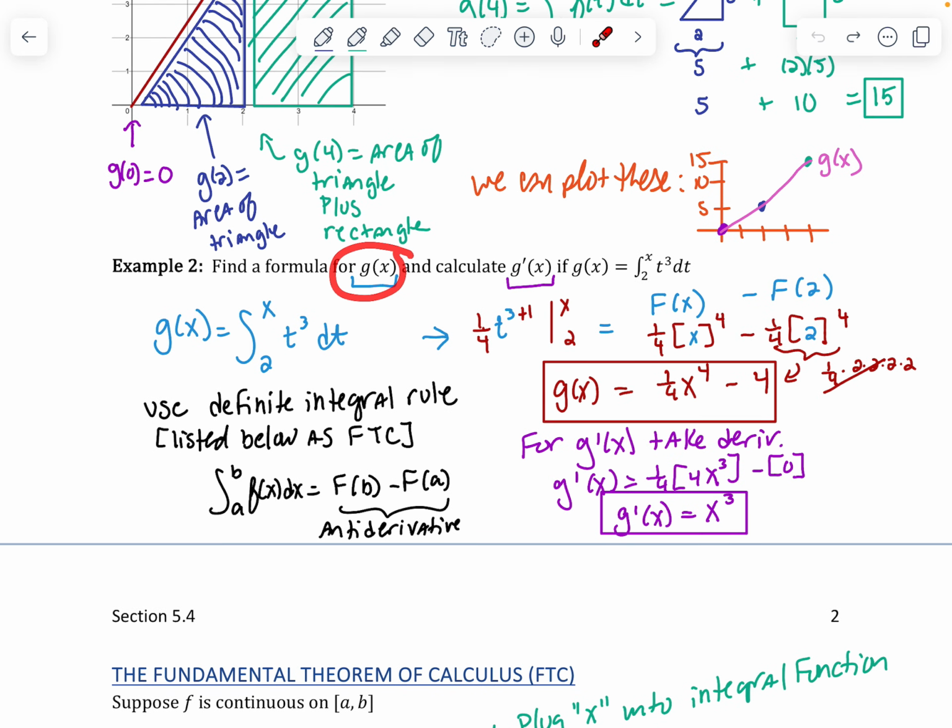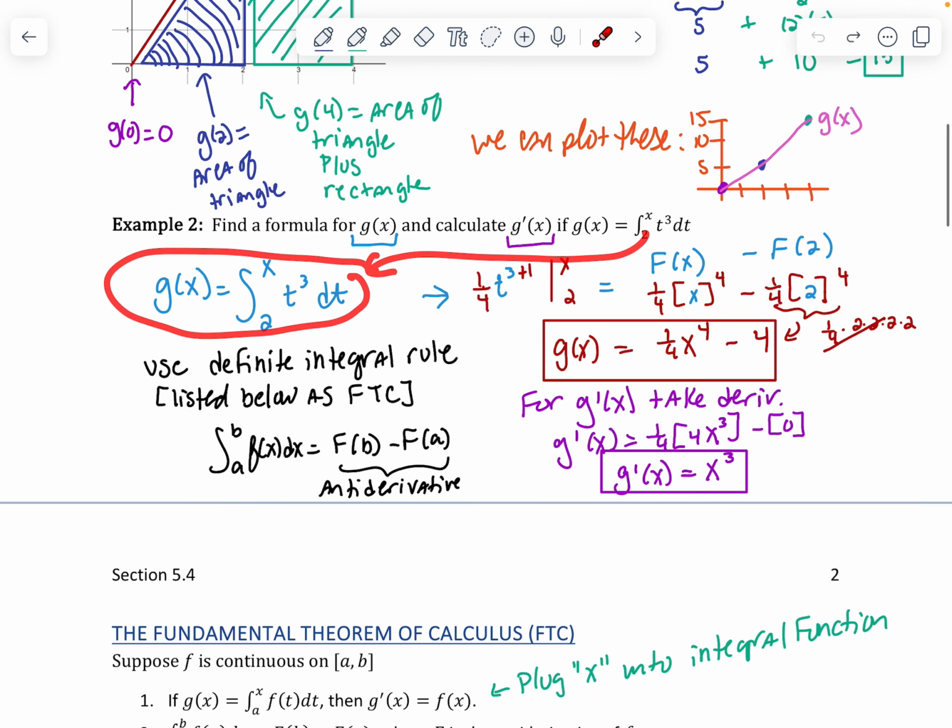I'm asked to actually find g of x in this case, and then to find the derivative of g of x. So again, part A and part B, where I'm given that g of x is the integral from 2 to x of t cubed dt. I said that horribly, right? So I've just rewritten this piece over here.